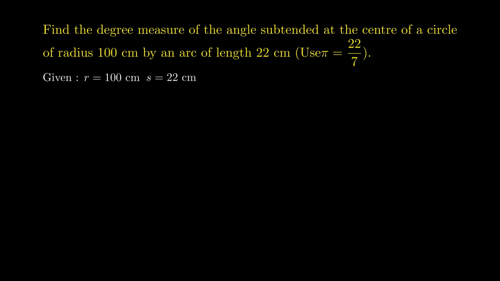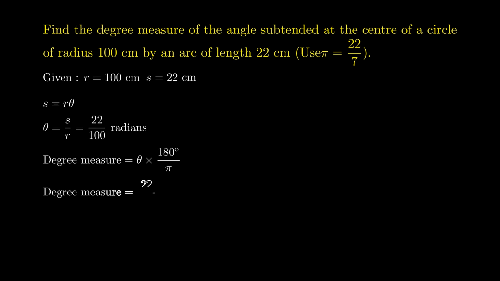So we know angle theta is equal to s over r, right? So we have theta is equal to s over r, which is 22 by 100. I'm not simplifying it, I'm keeping it as 22 by 100. You'll see why. Degree measure equals theta times 180 divided by pi. Let's substitute for theta and pi. So we know theta is equal to 22 by 100, and in the question we have been asked to use 22 over 7 as pi.